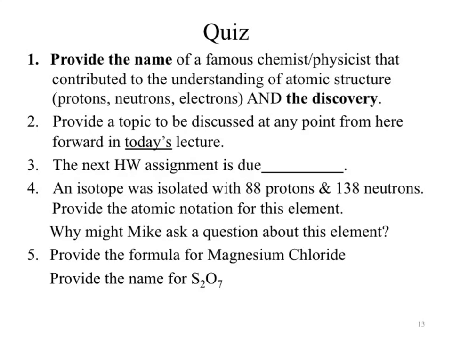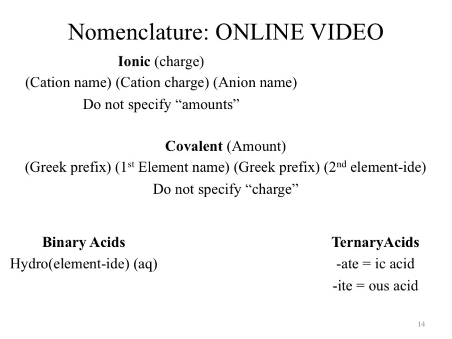Provide the formula for magnesium chloride and the name for S2O7. So our formula for magnesium chloride, that will classify as an ionic compound. From the lecture video, an ionic compound is a metal and a nonmetal. You should be able to classify these according to ionic and covalent already because you know metals and nonmetals.